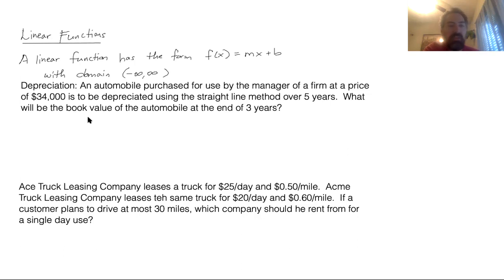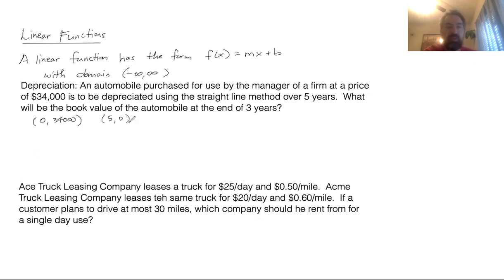So we first need to be able to find an equation, right? We need to find a function. Okay, so what information are we given? We know that the original price of the car is $34,000 at time zero, right, at year zero. So this would give us the first ordered pair, (0, 34,000). And we're also given that it's depreciated over 5 years, right? So at year 5, it will have a depreciation value of 0.